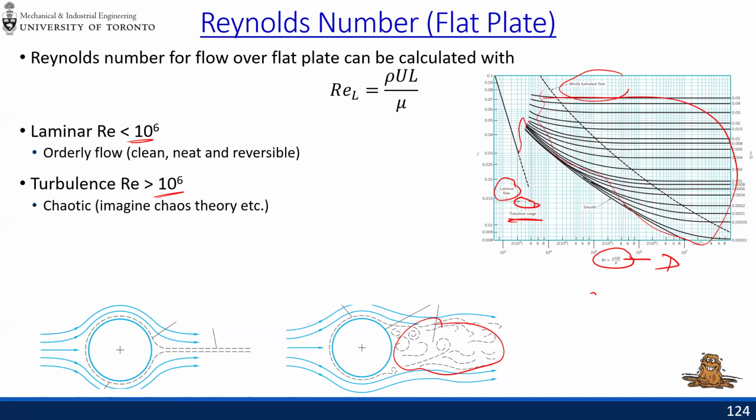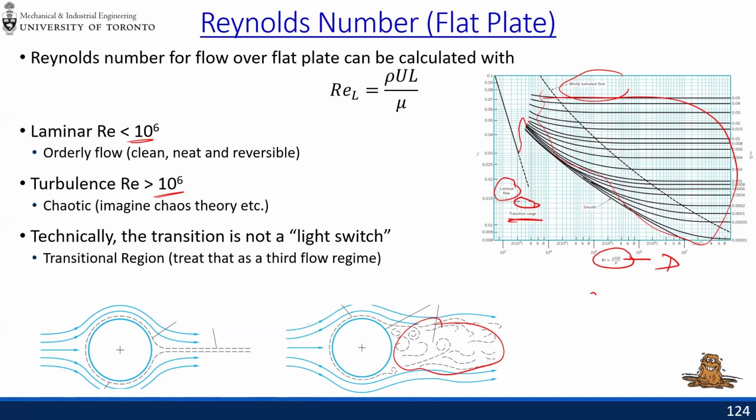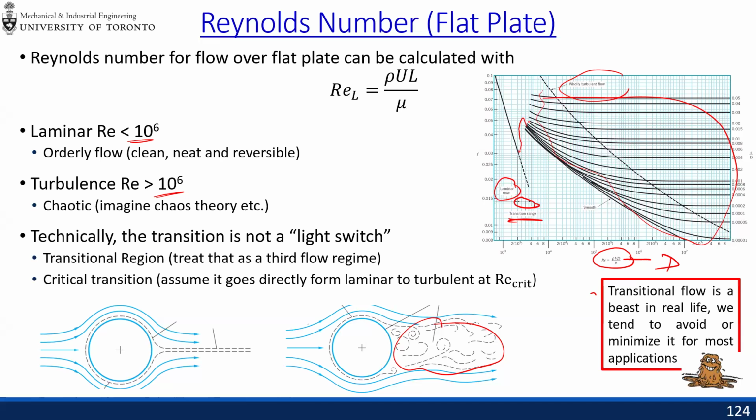So, transitional flow is quite complicated. And real flow, it's not a light switch. We don't go from laminar to turbulent just because you exceeded the Reynolds number by 0.01. There's a somewhat gradual transition. Technically it is a third flow regime, but transitional flow is so complicated that quite often we tend to avoid it, or we try to minimize it.